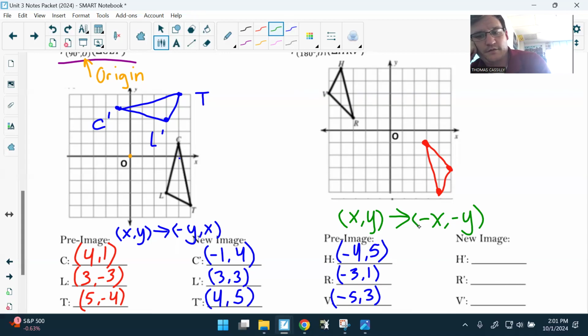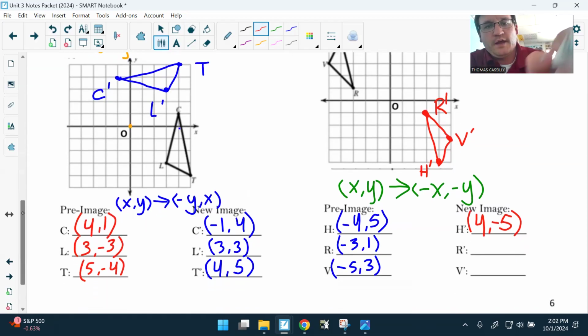All right, so let's see here. Where's H prime? I should have labeled my points. So this is H prime. This is V prime, and this one was R prime. If we follow the formula, that negative 4, 5 needs to turn into a positive 4, negative 5. If we look at our picture, H prime is at a positive 4. We're going 4 to the right, and we're going 5 down. So that one works, and so on and so forth.